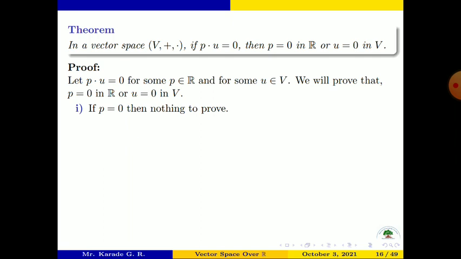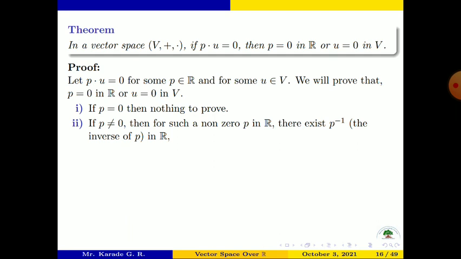But if P is not equal to 0, then for such a non-zero P in R, there exists P inverse of P in R. If P is not equal to 0 in the set of real numbers, then there exists a multiplicative inverse, meaning P inverse of P in the set of real numbers. That is true, such that P inverse into P must be equal to 1, so 1 is the multiplicative identity in R.